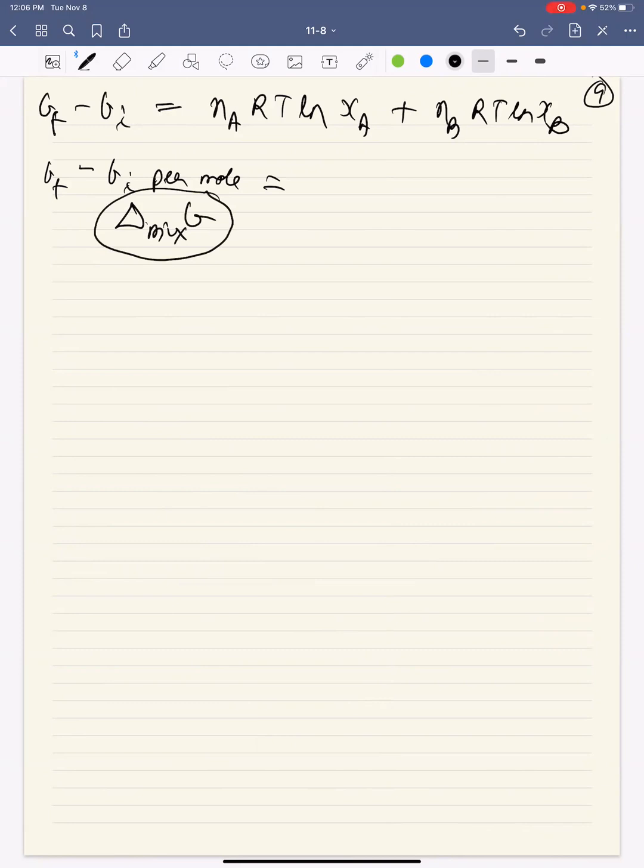Whenever I write delta mixing, I assume it's per mole. Some books use a bar to notate that it is per mole, but I'm just going to talk about per mole. So delta mixing of G is Na by Na plus Nb multiplied by RT ln XA plus Nb by Na plus Nb RT ln XB. What is Na by Na plus Nb? That's XA.